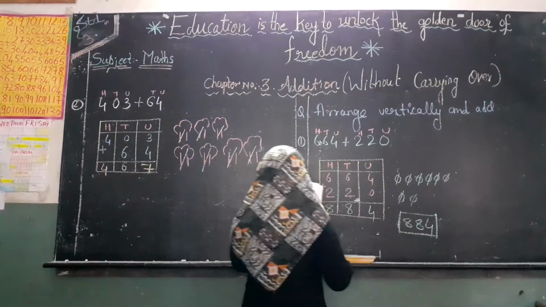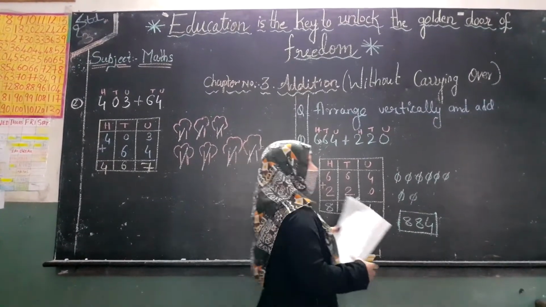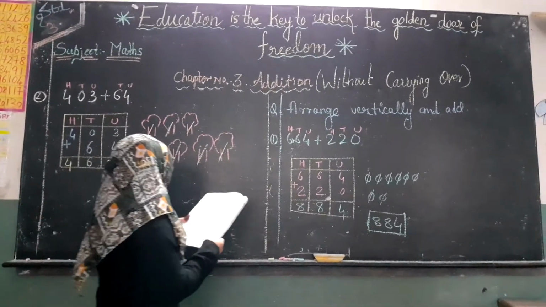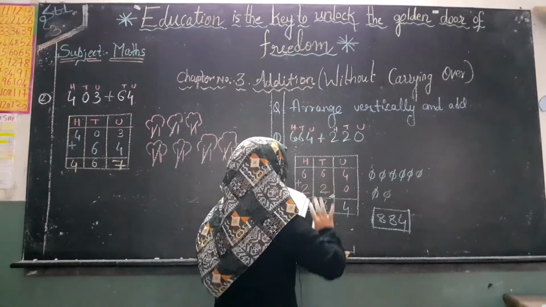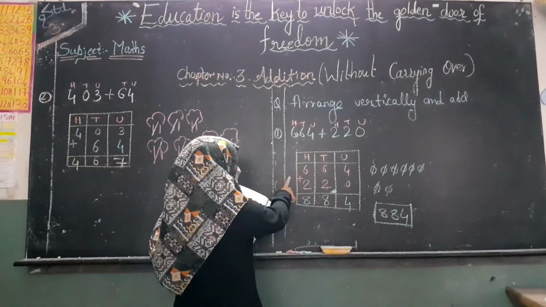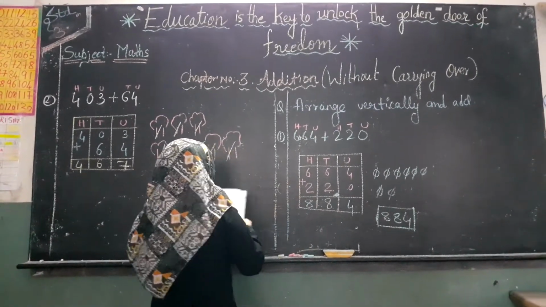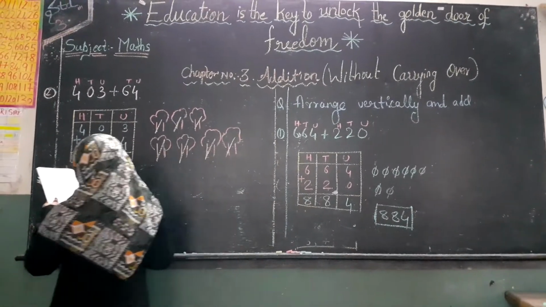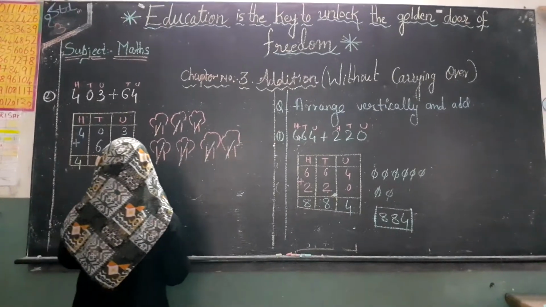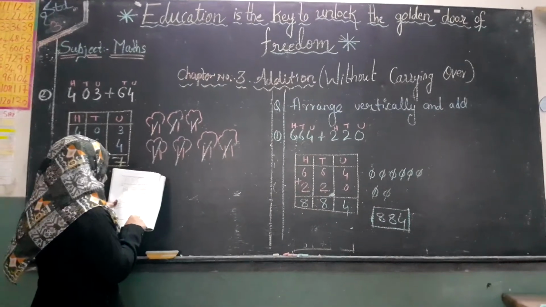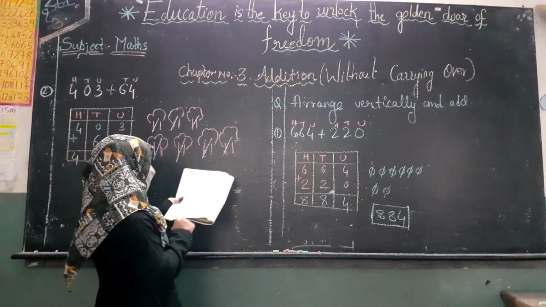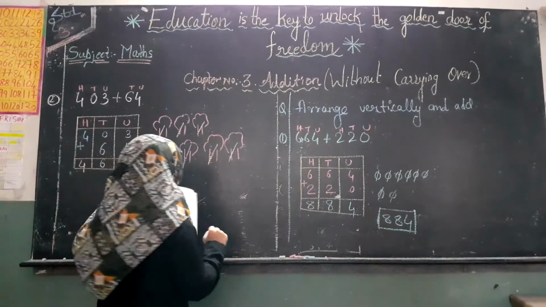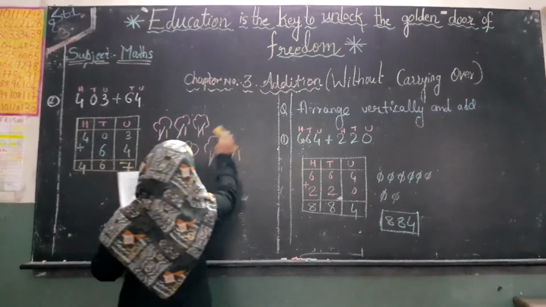Have you understood this question? Okay students, we have now solved arrange vertically and add. Now we will start the next question: study the following addition carried out in horizontal arrangement. Now we have to solve the question in a horizontal way. Add in horizontal arrangement. So we will do this question.